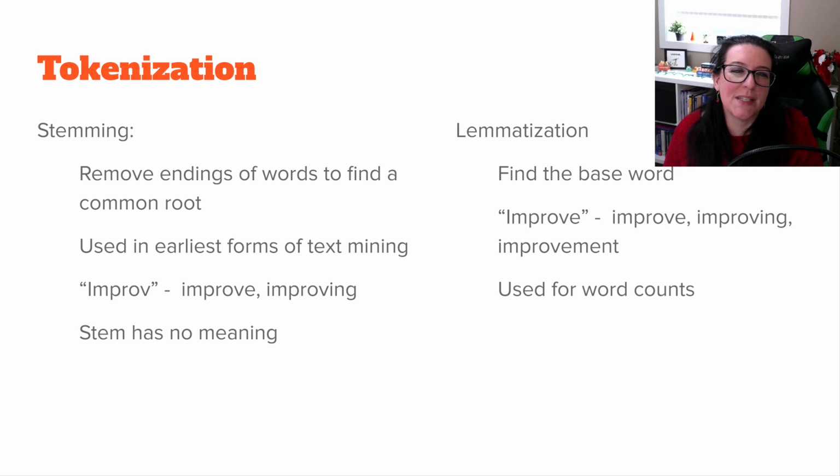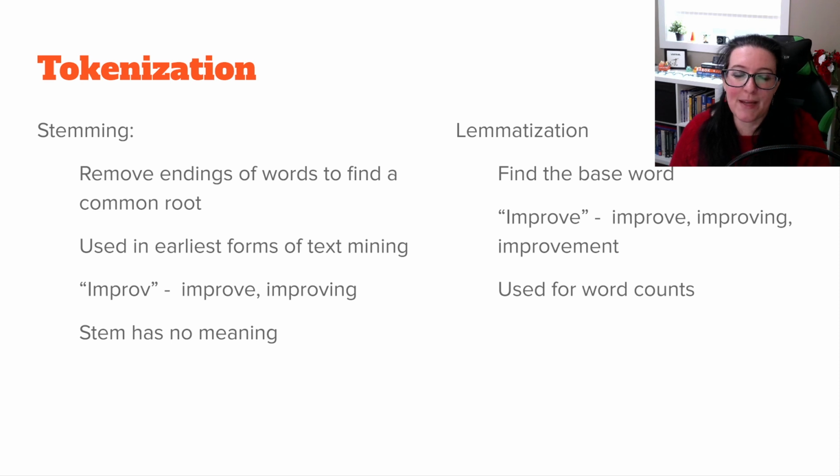But the challenge with stemming is that it has no meaning, right? The IMPROV word is not a word. We don't know what that means. It has no meaning. And so originally when you would try to find commonality among text, when you put it to stem and then you created something like a word cloud to visualize it, you had a bunch of fractions of words. And so stemming is not as popular as it used to be.